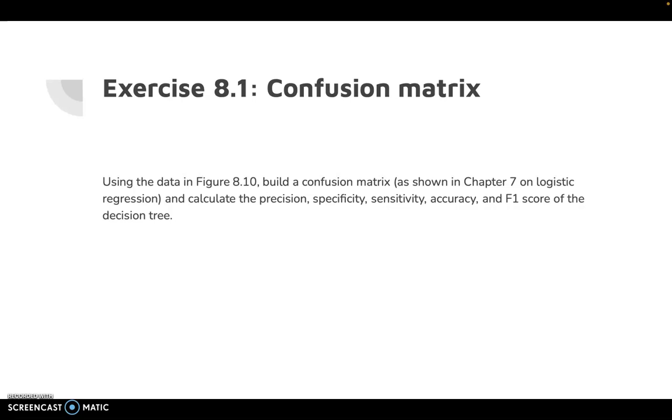So, the first part of this exercise asked us to use the data in Figure 8.10 and build a confusion matrix and calculate the precision, specificity, sensitivity, accuracy, and F1 score of the decision tree.